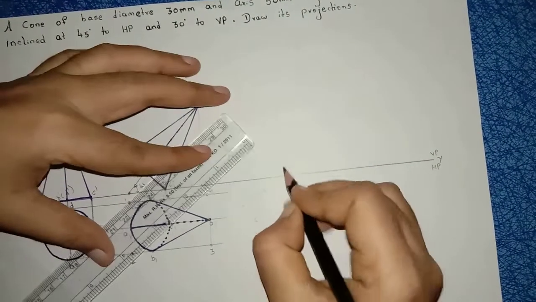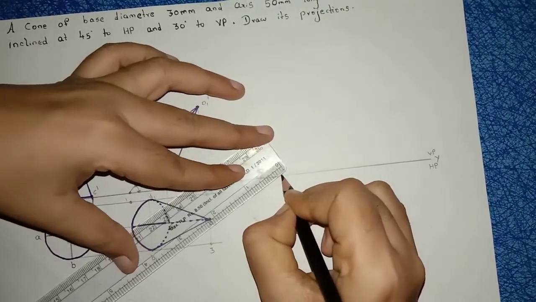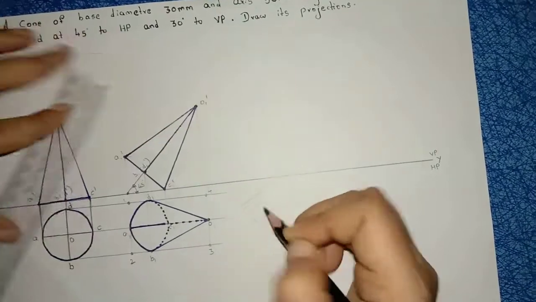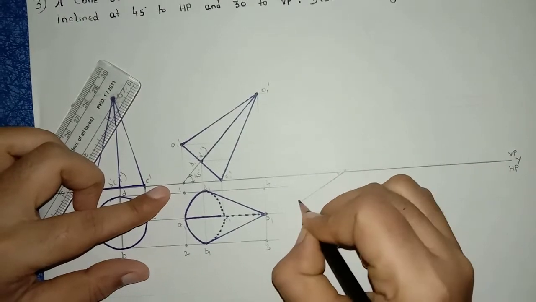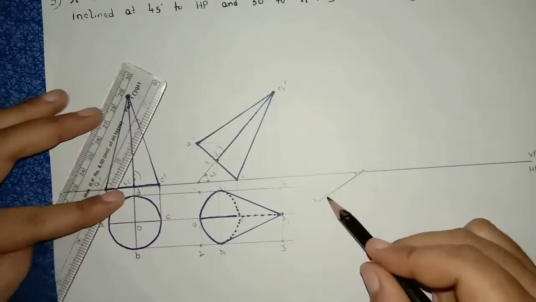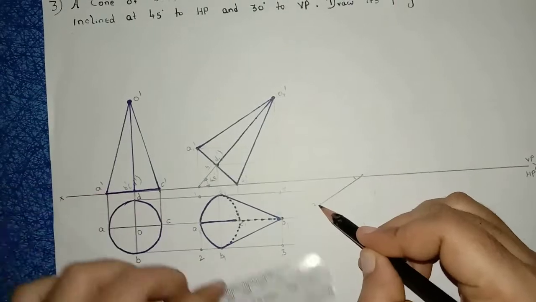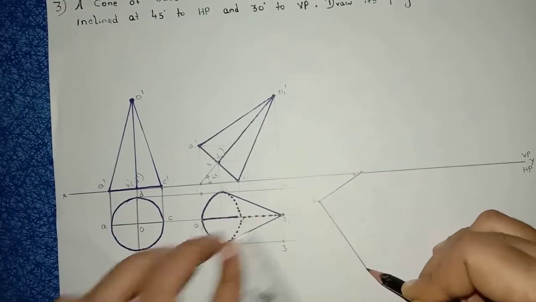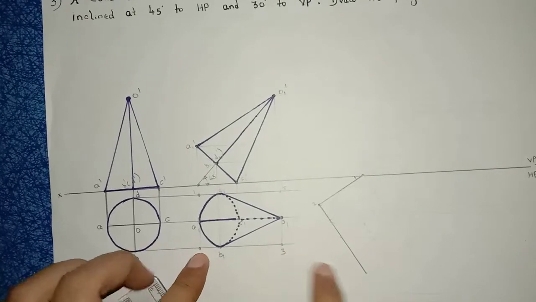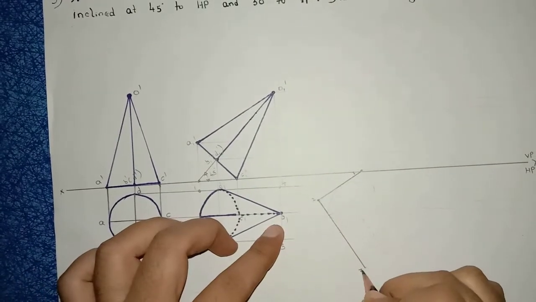So mark any point on the reference line. From that take a 30 degrees angle, measure this 1 2, right, and draw here 1 and 2. Now place your protractor on this line. From this point mark 90 degrees and draw a line which is equal to 2 3. Measure this line and draw here 3.